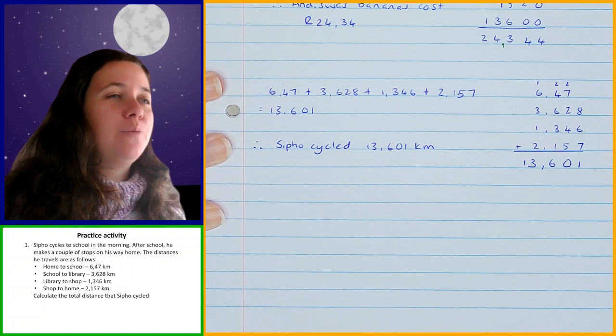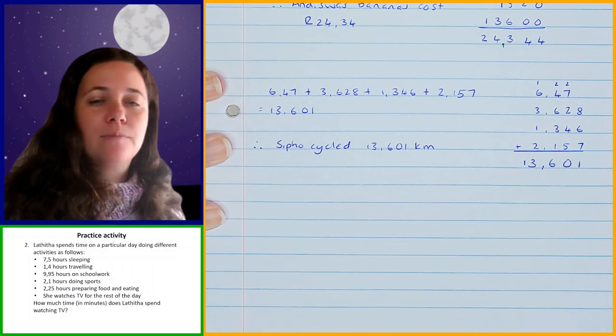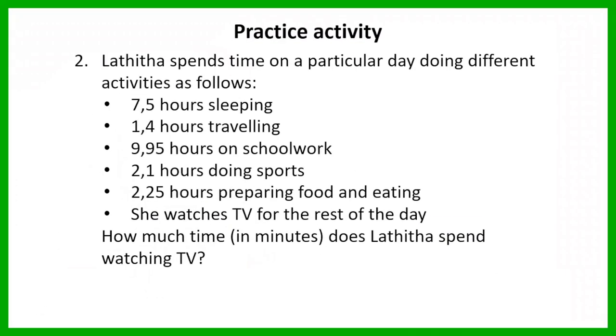Right, question two. Letita spends time on a particular day doing different activities as follows. 7.5 hours she spends sleeping. She spends 1.4 hours traveling, 9.95 hours on schoolwork, 2.1 hours doing sports, 2.25 hours preparing food and eating. She watches TV for the rest of the day. How much time in minutes does Letita spend watching TV? Okay, so I'm going to give you 2 minutes to work this out.